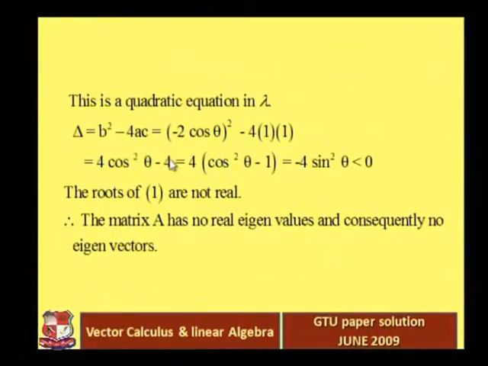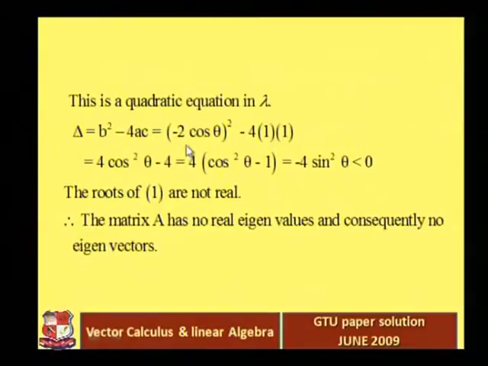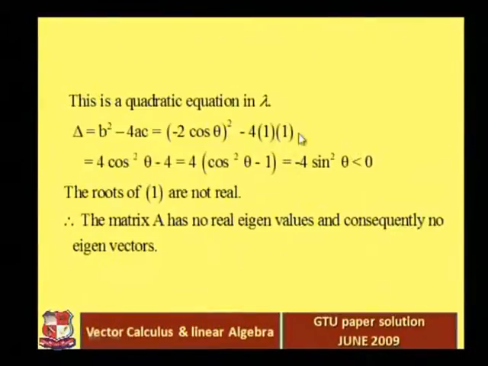Delta is equal to b square minus 4ac, right? That we know. So what is b? The coefficient of lambda in the middle term, that is minus 2 cos theta. So minus 2 cos theta square minus 4. What is our a? A is 1, the coefficient of lambda square, and c is the constant part, that is also 1. So minus 4ac, that is minus 4. So we get 4 cos square theta minus 4.